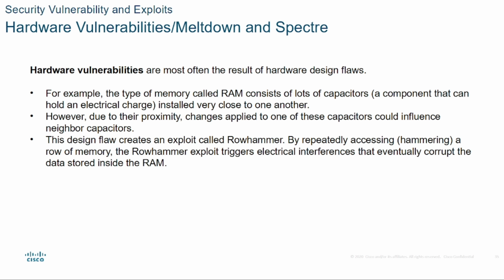This design flaw creates an effect called row hammer. By repeatedly accessing, or hammering, a row of memory, the row hammer triggers electrical interference and eventually corrupts the data stored inside.